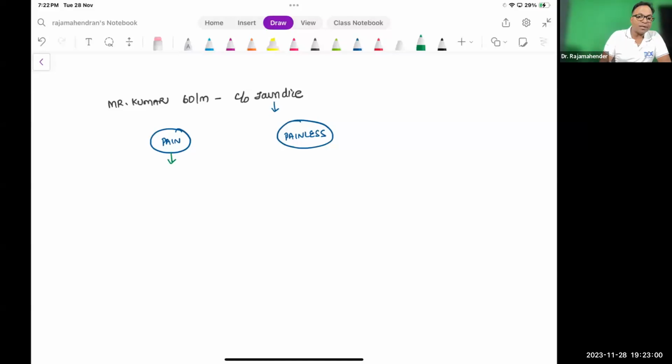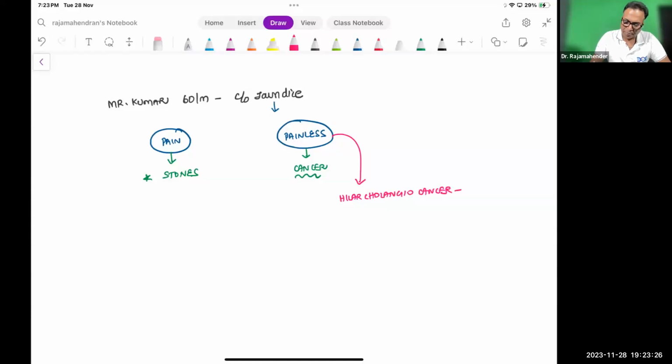Painful jaundice is usually due to stone disease, because stone disease will definitely cause pain. Painless jaundice is usually due to cancer, but not always. It is usually due to cancer. Some cancers can cause pain. Please remember, cancer like hilar cholangiocancer can be associated with pain. Pain is present. Periampullary cancer has no pain.